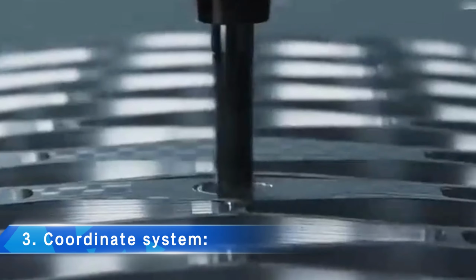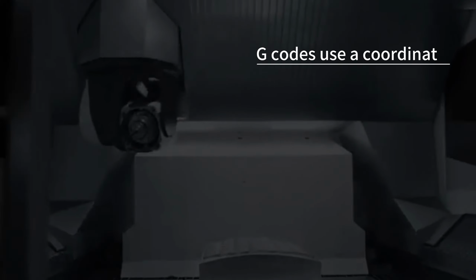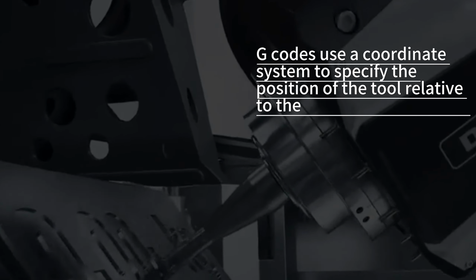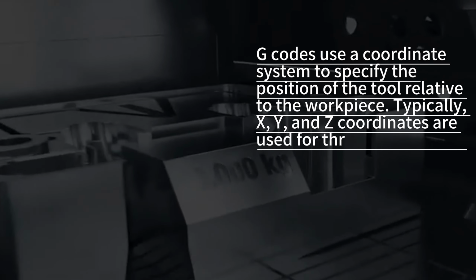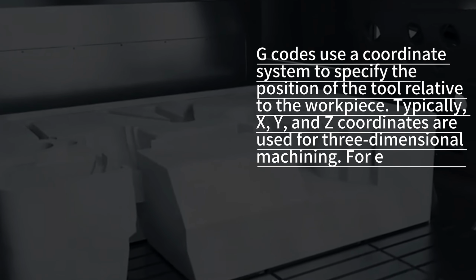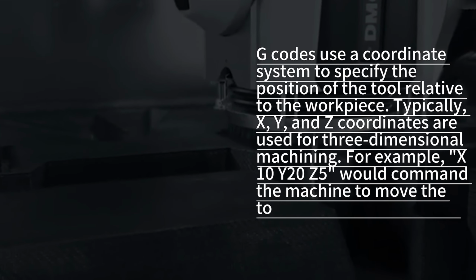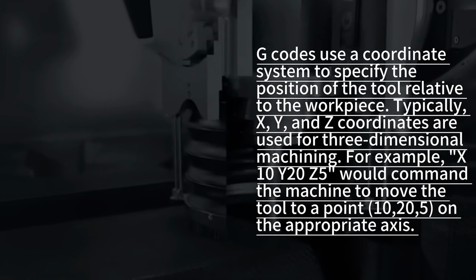3. Coordinate system. G-codes use a coordinate system to specify the position of the tool relative to the workpiece. Typically, X, Y, and Z coordinates are used for three-dimensional machining. For example, X10 Y20 Z5 would command the machine to move the tool to a point, 10, 20, 5, on the appropriate axis.